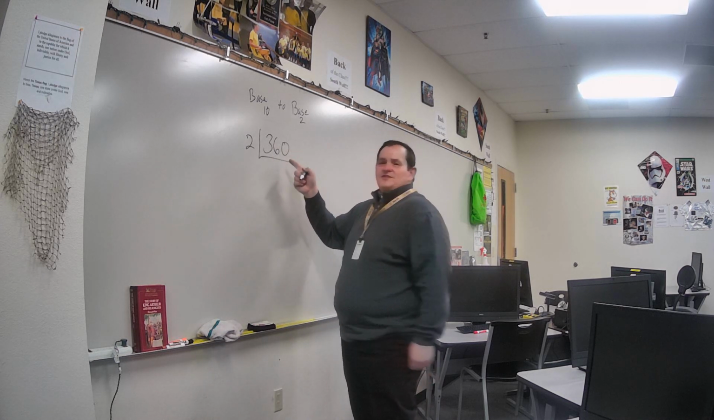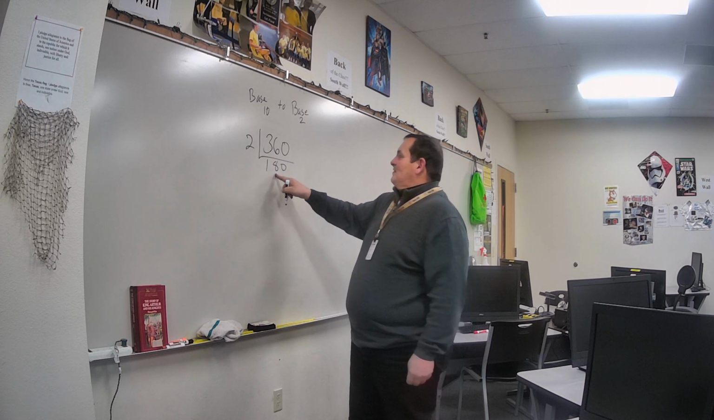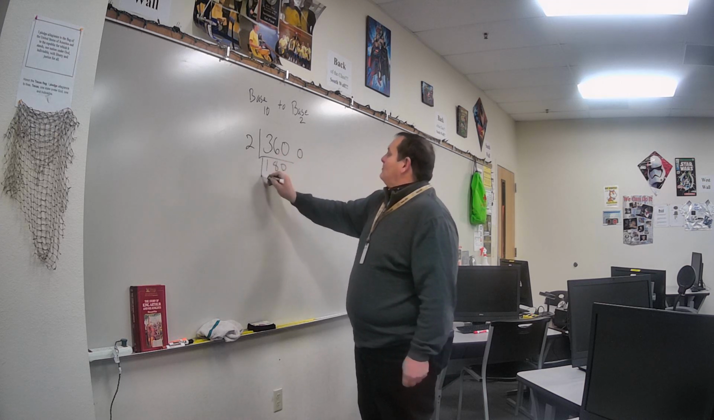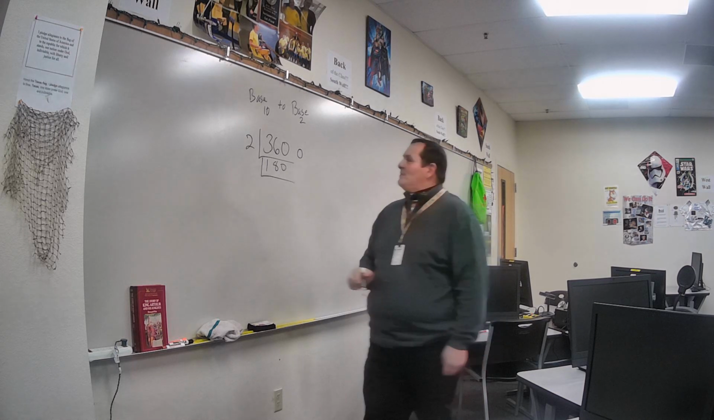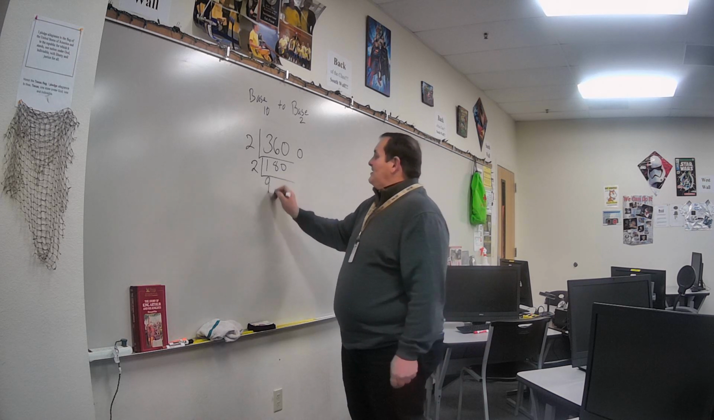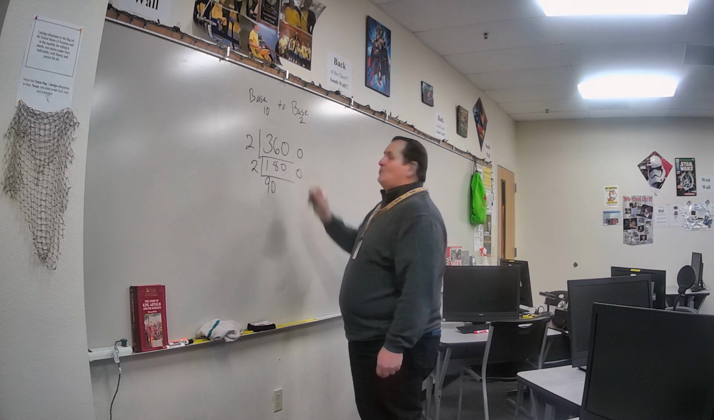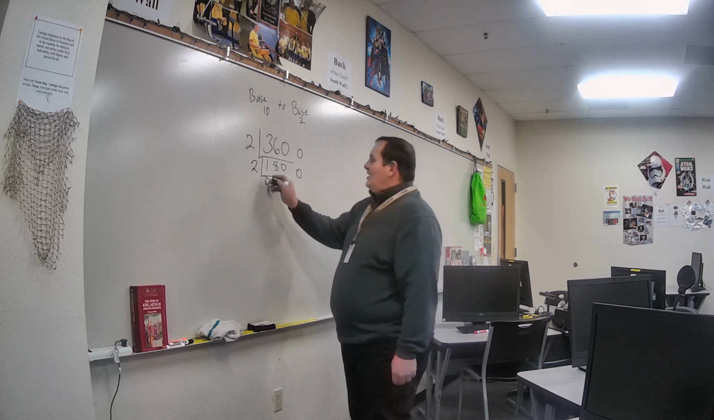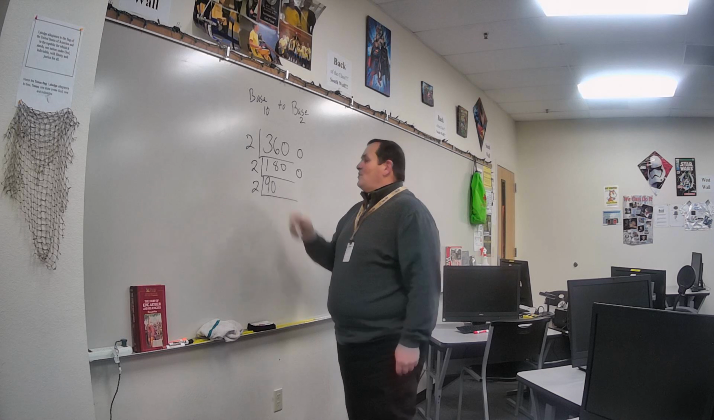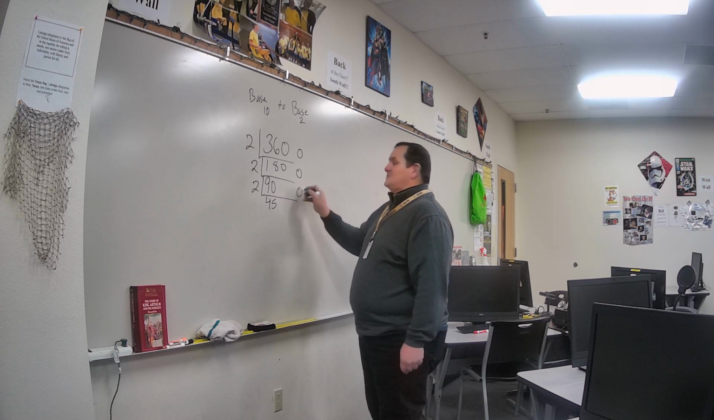So 2 will go into 360 180 times. When we multiply this, that comes out exactly 360, so that gives us a remainder of 0. And we do each one of these step by step. So 2 will go into 180 90 times, and 2 times 90 is 180, so there's a 0 remainder. Again, we just keep going until we get down to 1. So 2 will go into 90 how many times? 45 times with a remainder of 0.